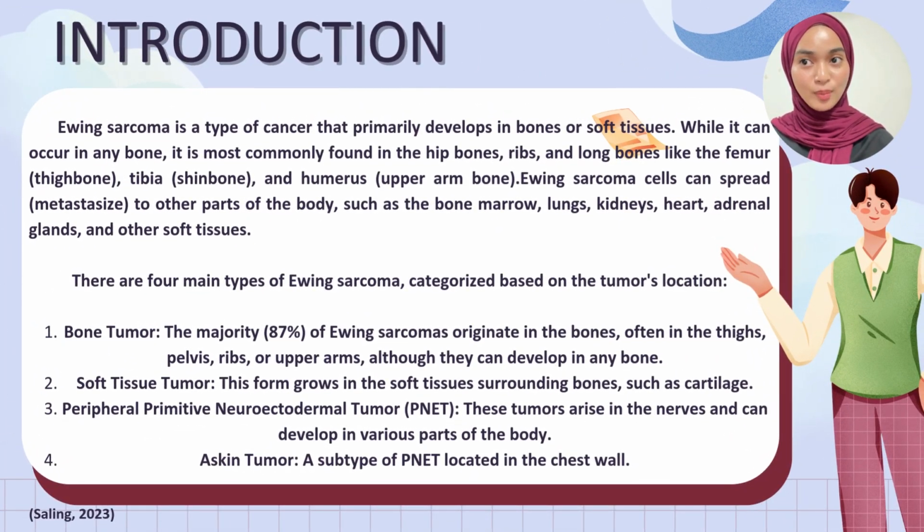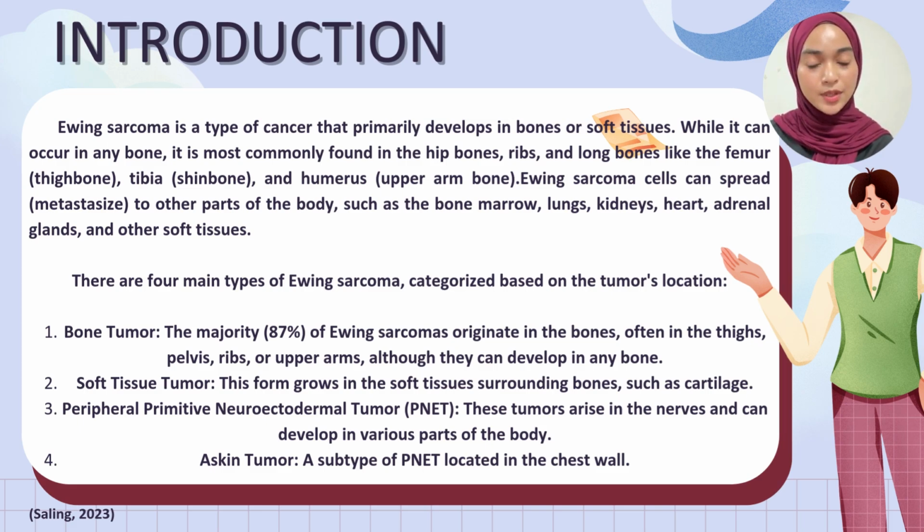What is Ewing sarcoma? Ewing sarcoma is a type of cancer that primarily develops in bones or soft tissue. While it can occur in any bones, Ewing sarcoma cells can spread to the other body parts such as bone marrow, lungs, kidney, heart, and other soft tissue.